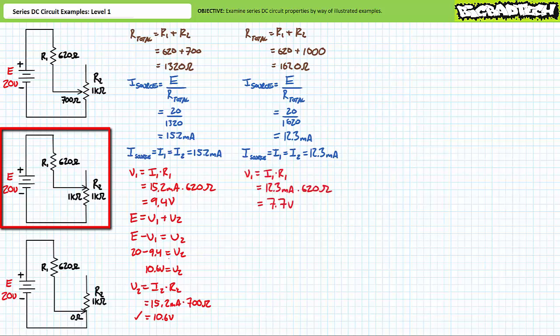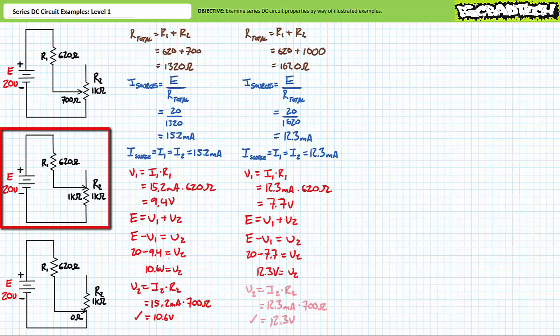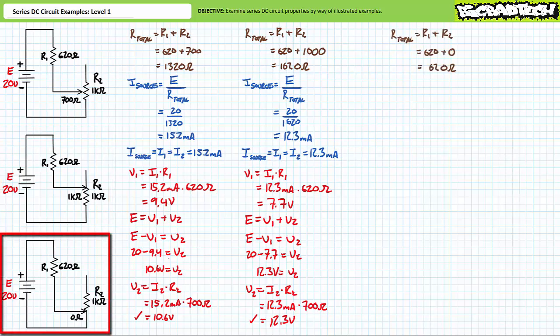An application of Ohm's law demonstrates that V1 will be 7.7 volts. An algebraic manipulation of the Kirchhoff's voltage law equation demonstrates that V2 will be the remaining 12.3 volts. As a means of checking our work, an application of Ohm's law demonstrates that V2 is indeed 12.3 volts. We can use identical techniques to solve for these properties for the third implementation of this same circuit.